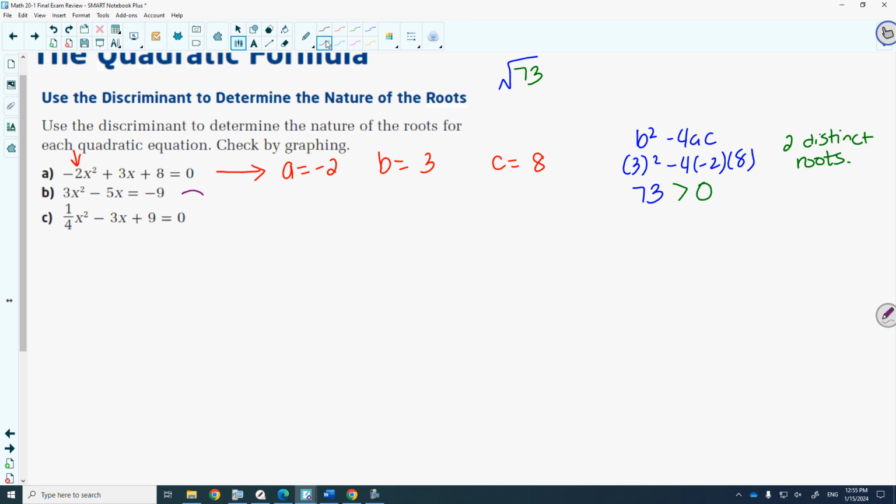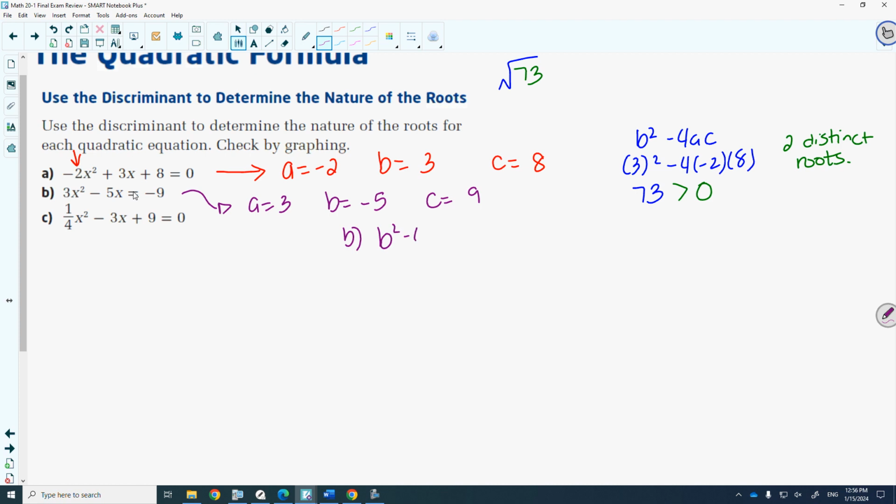Look at B. A is 3. B is negative 5. Does anybody know what C is? It's 9. You would rewrite this because you want it to be equal to 0, right? Your quadratic equation, it's x squared, like everything is equal to 0. So bring that 9 to the left. Okay, calculate your discriminant for B.